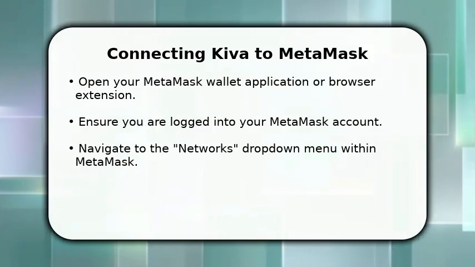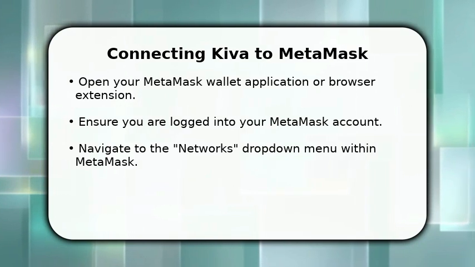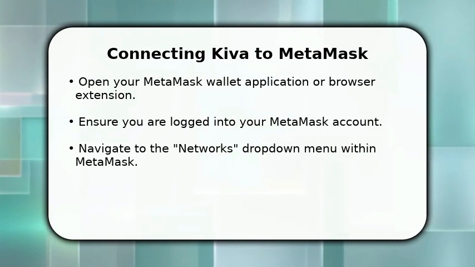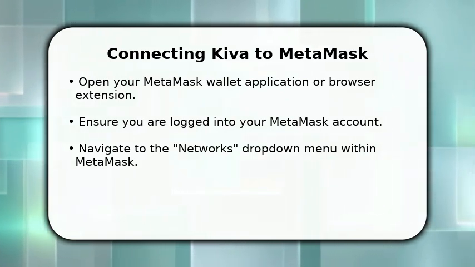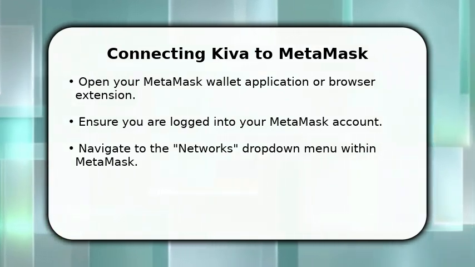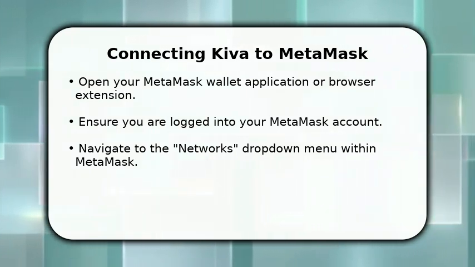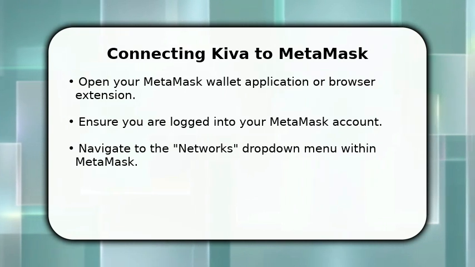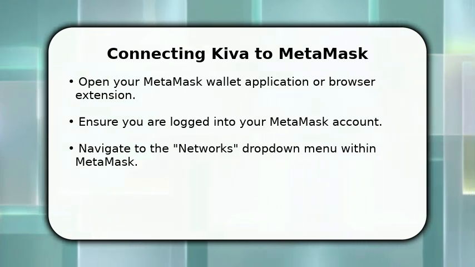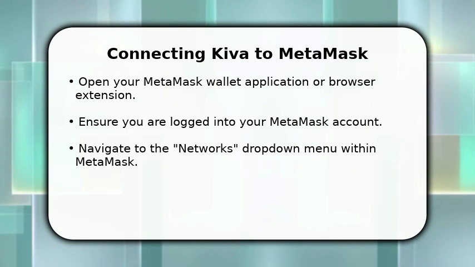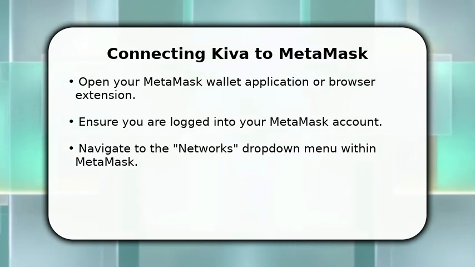In this video, I will show you how to connect the Kiva network to your MetaMask wallet using an easy method. First, open your MetaMask application or browser extension. Make sure you are already logged into your account. Then, locate and click on the network drop-down menu, usually found at the top of your wallet interface. This is the initial step to begin adding a new custom network to your MetaMask setup.